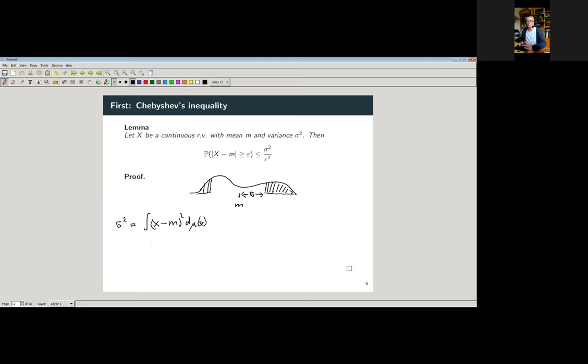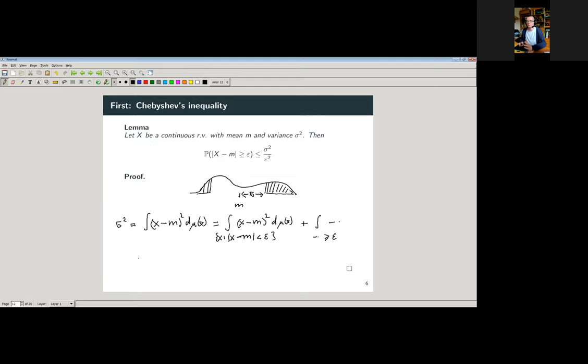I don't know why my pen keeps messing up my scribbles. And now we can decompose this integral in two terms. The first term is over the set of all x such that the absolute value of x minus m is less than epsilon, with the same integrand, x minus m squared d mu of x, plus the same integral where this is larger than epsilon, same integrand here.